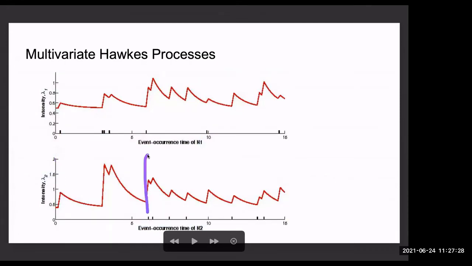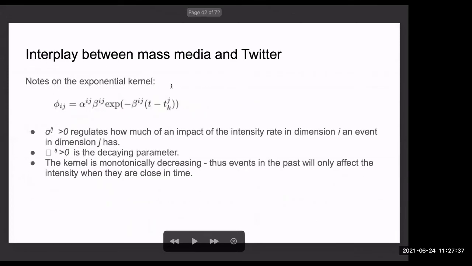And vice versa. So we see here that nothing is happening in dimension 1, but something is happening in dimension 2, and the intensity increases. So we use this multivariate model to talk about the interrelationship between mass media and social media.